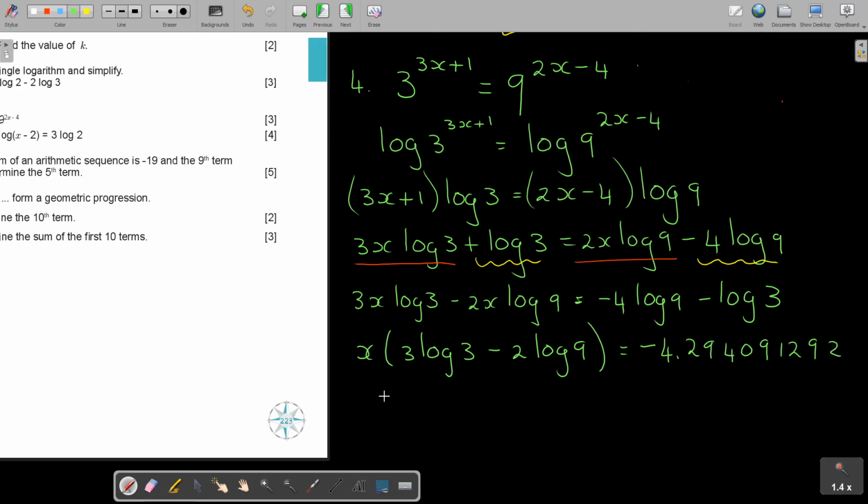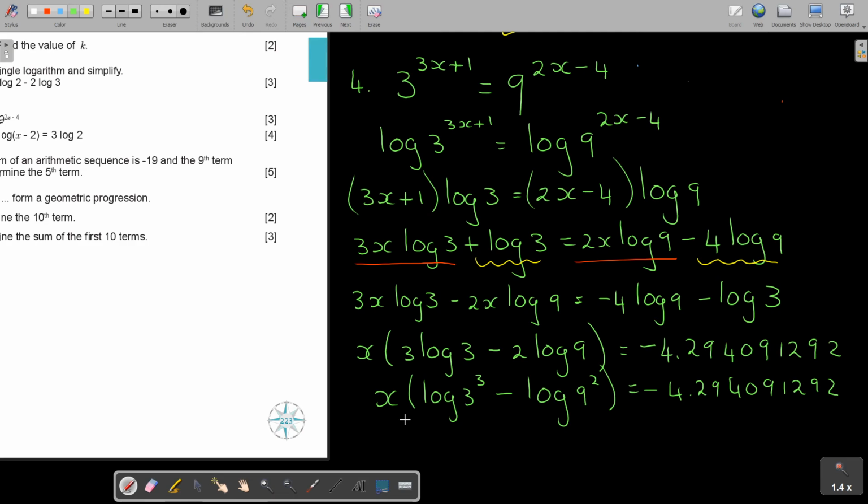Okay, and then this one is going to be x, and I have log 3 to the power of 3 minus log 9 to the power of 2, and I have that value. Okay, so negative 4.29409. Oh, this is a stupid method. Okay, now I get something there.